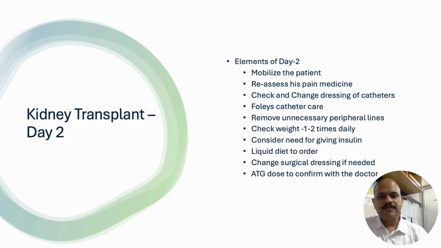First, we need to mobilize the patient. Most of these patients will be fit enough to be mobilized. Reassess whether the pain medicine he is getting is appropriate. Check and change the dressings of all the catheters. The Foley's catheter care has to be done carefully. Remove unnecessary peripheral lines. Check the weight of the patient once and sometimes even twice per day, at a 12 hour interval. Consider the need for giving insulin because a significant number of them will have diabetes.